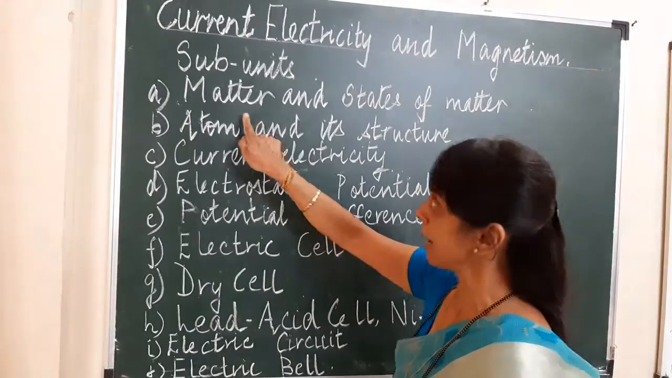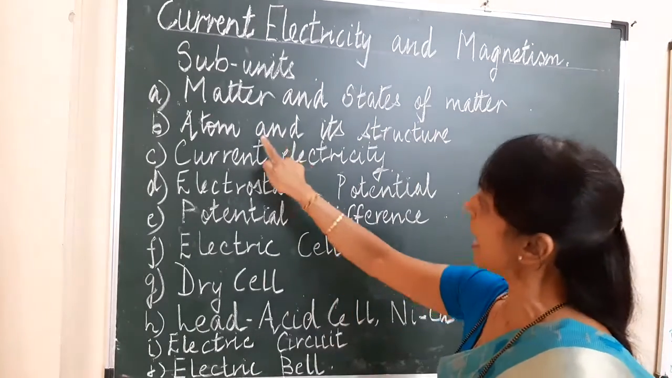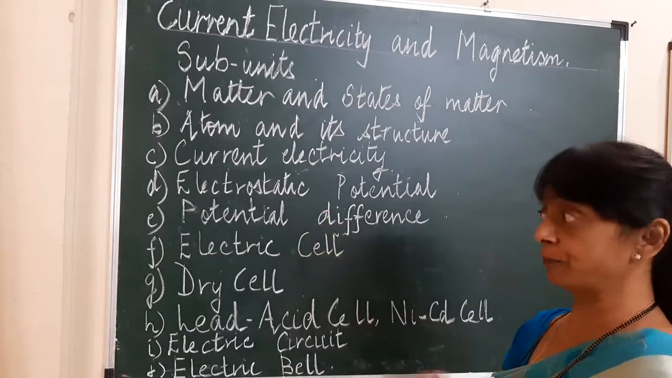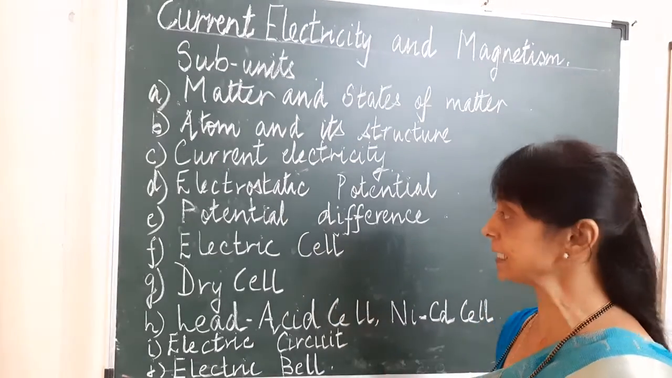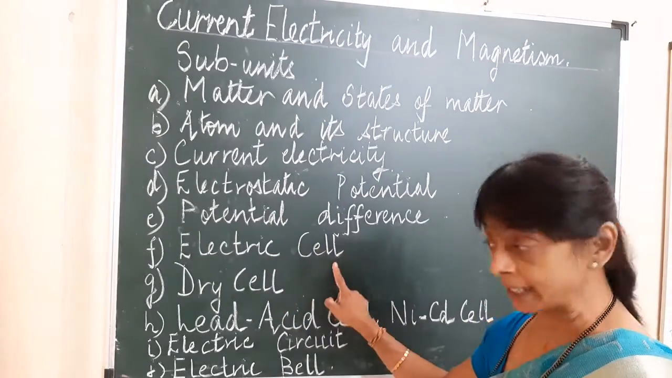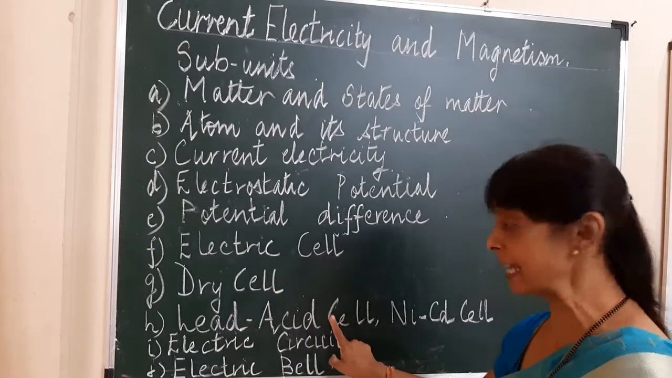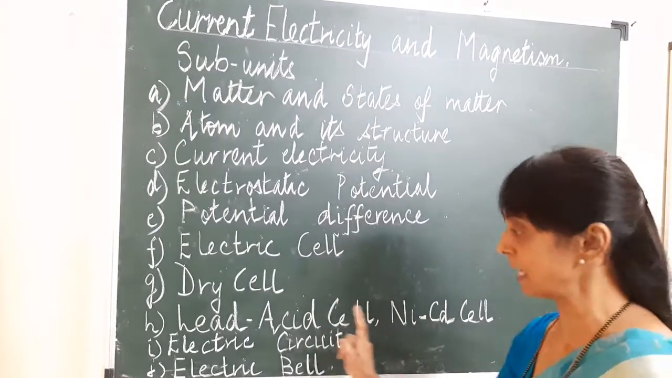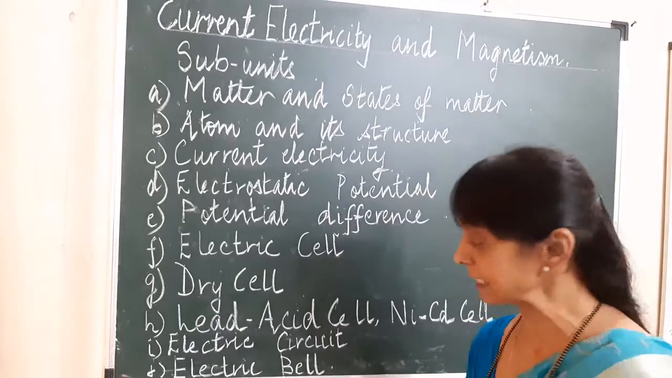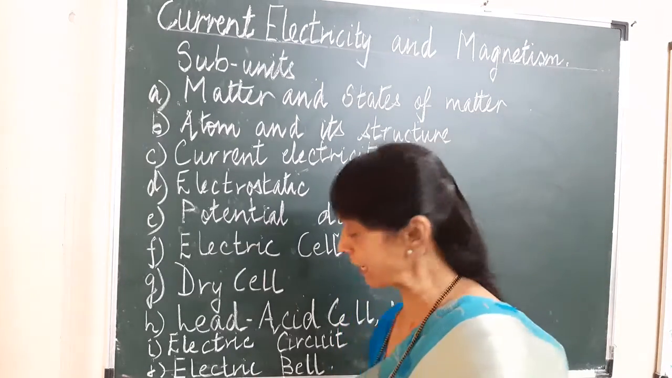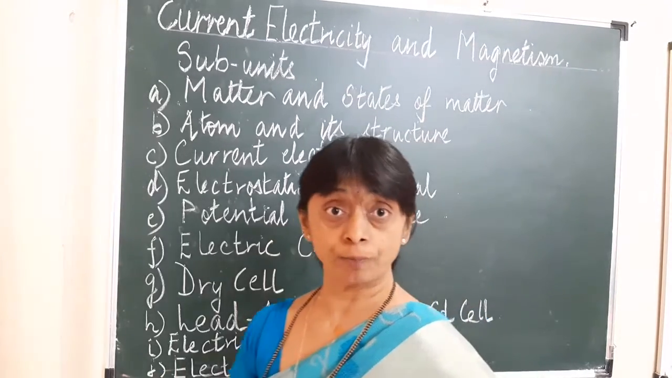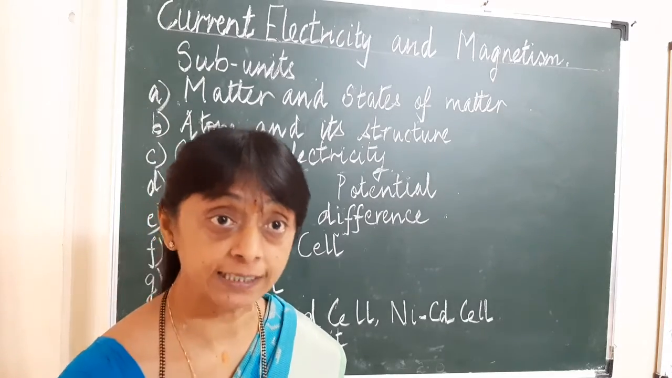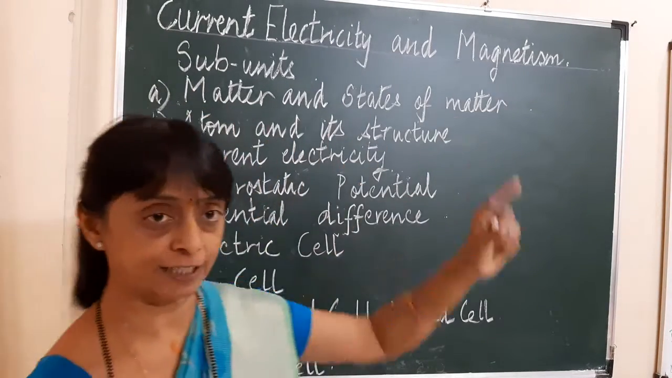Let's see children. Matter and states of matter, atom and its structure, current, electricity, electrostatic potential, potential difference, electric cell as well as dry cell, lead acid cell, nickel cadmium cell. Then to understand the concept of what is an electric circuit and the working and explanation of an electric bell. So many subtopics children, but let's not get confused. Let's go stepwise, before we understand what is matter and states of matter.